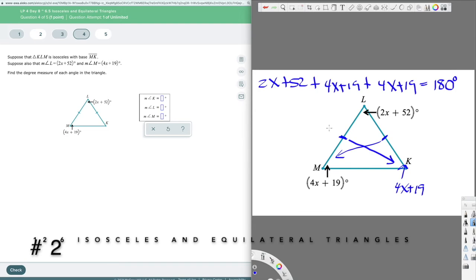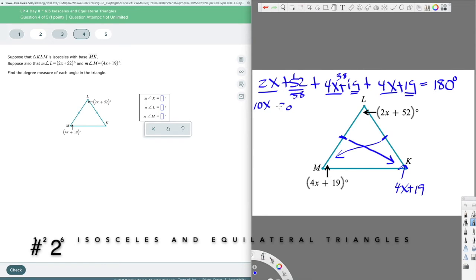So now let's combine some like terms. We have 2 plus 4 plus 4, so that's 8, 9, 10. And then we have 52, 19, and 19. So let's see, 52 plus 19 is 71, plus 19 is 90. So we get 10x plus 90.